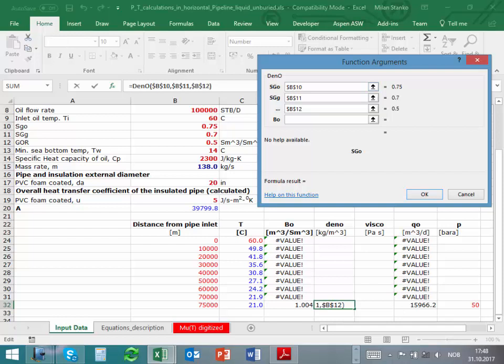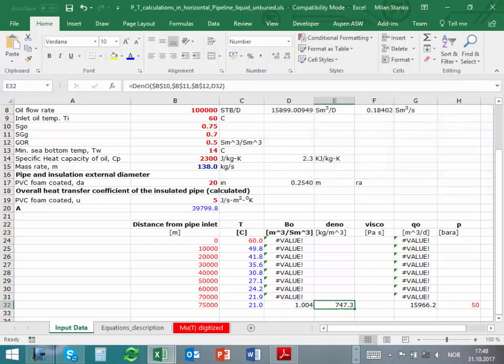Okay, B10, B11, B12, and then BO will be here. Okay, and actually I got a density of 747. That's relatively very light crude. And of course I have error here.